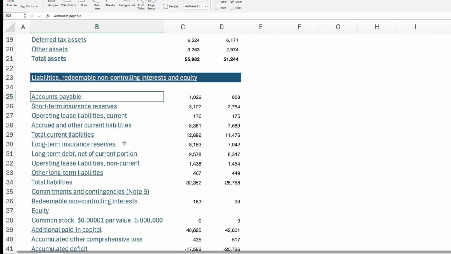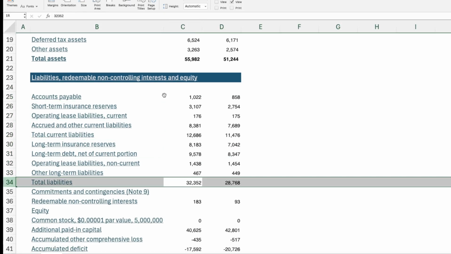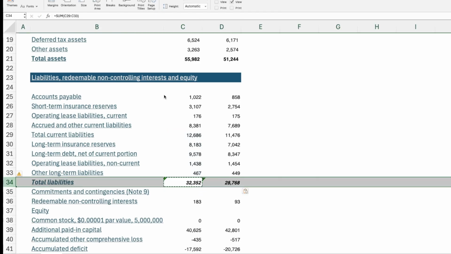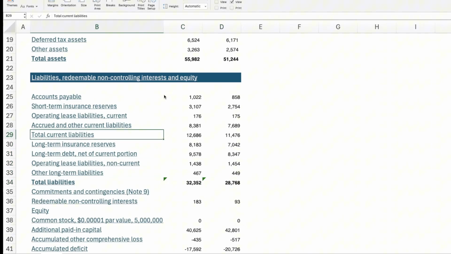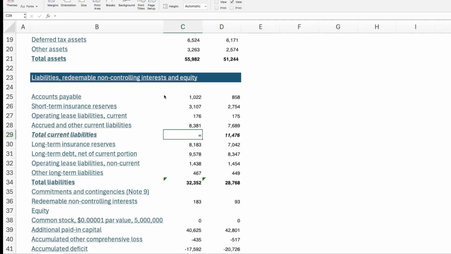There we go. Okay, we've got to do something a bit similar here. So total liabilities, bold and italicize. Sorry, we don't bold and italicize, we just leave it in bold. But we do for current liabilities. We go equal sum. Perfect.